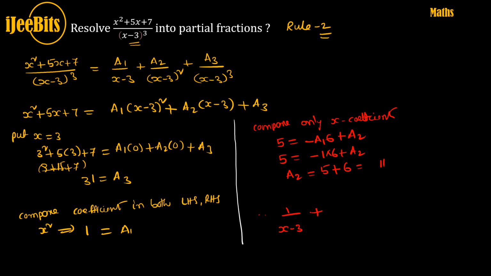So the total equation now: a1 means 1 by x minus 3 plus a2, that is 11 by x minus 3 whole square. Then a3 is 31, so 31 divided by x minus 3 whole cube. This is the partial fraction for the given proper fraction.